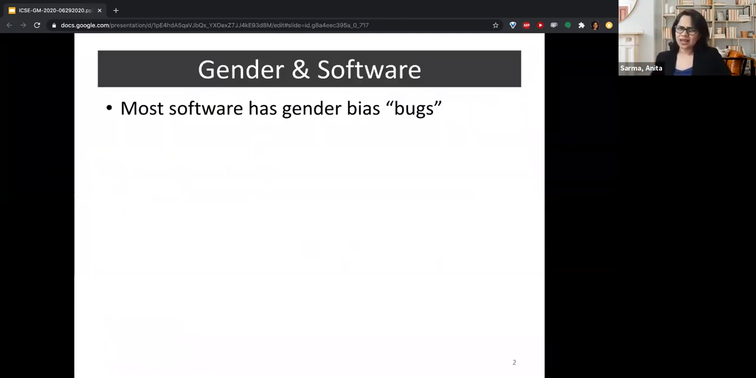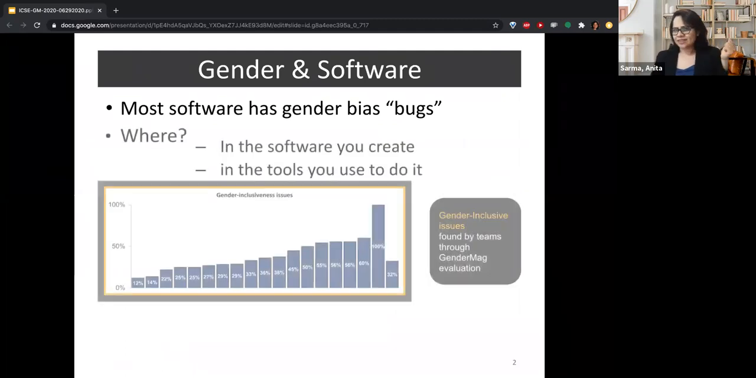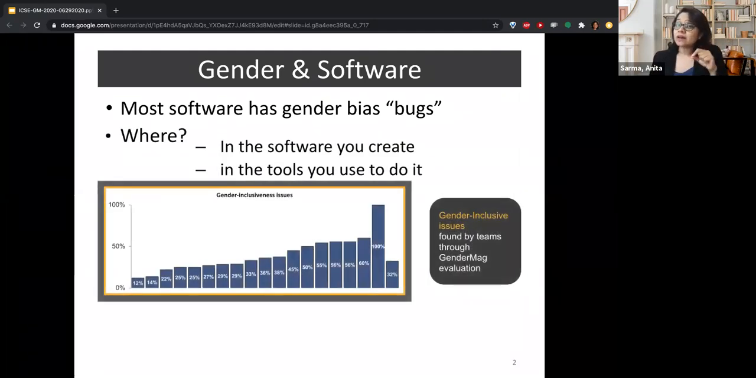First question is, how does gender and software relate? The answer is, most software has gender bias bugs. Where are they? In the very software you create and the tools you use to do it.